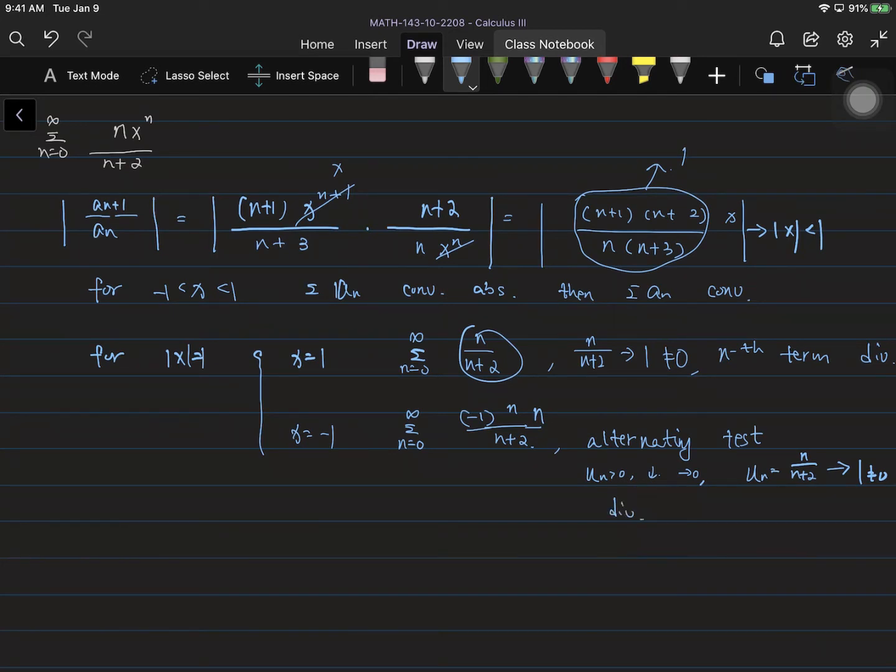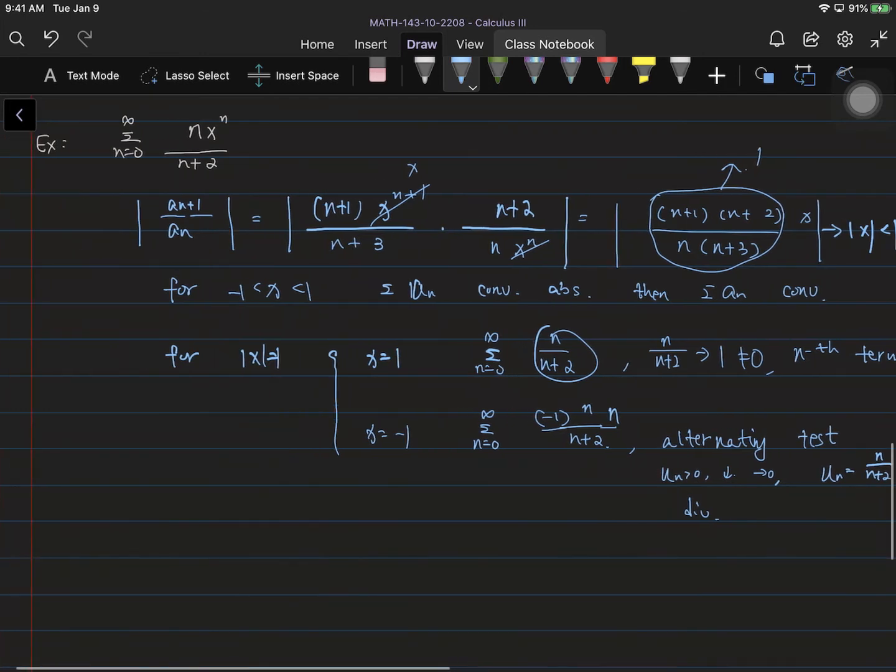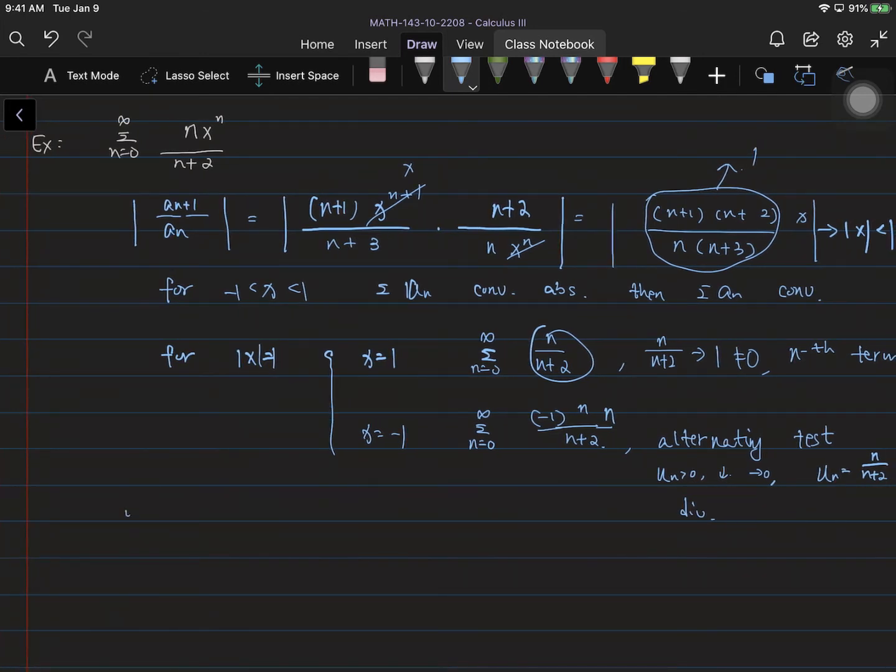Now we combine everything together. For what x value does the series converge? Only when x is greater than -1 and less than 1. When x equals -1 and +1, they both diverge. So only for these x values does our series converge. Okay, that's the exercise problem.